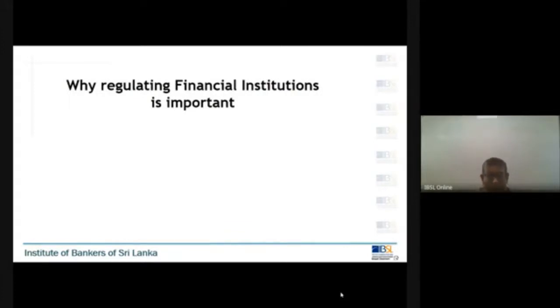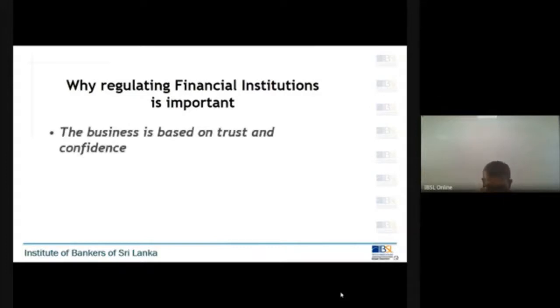So why is regulating financial institutions important? Why do we need to regulate financial institutions? Why is it important? Right? There are so many reasons. One is, as we keep on telling, not like any other business, the financial business, mind you, is based on trust and confidence. That's the important number one thing. Second, the financial products are very complex. It is not easy to understand, right?